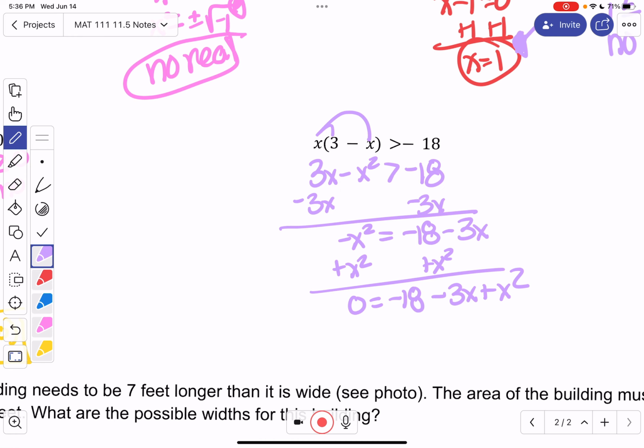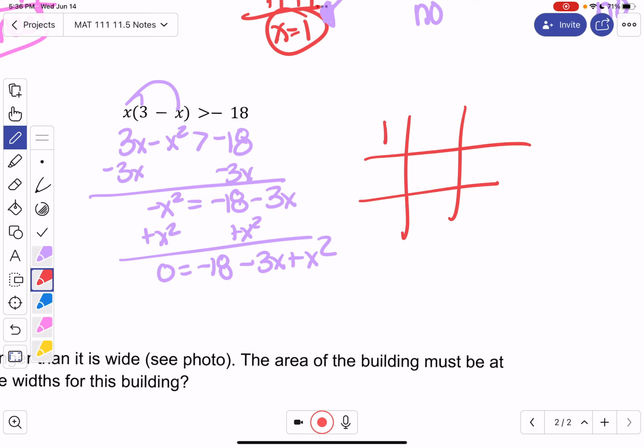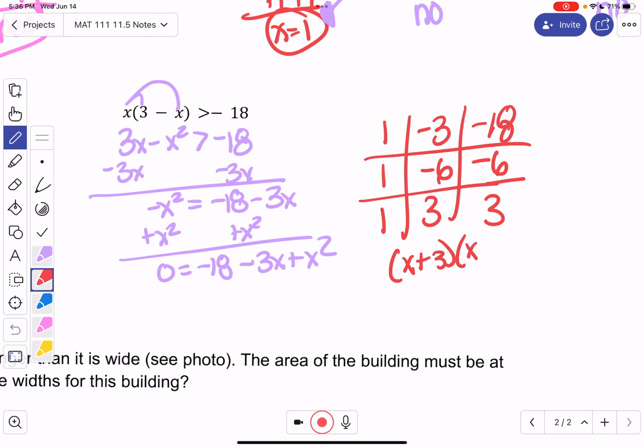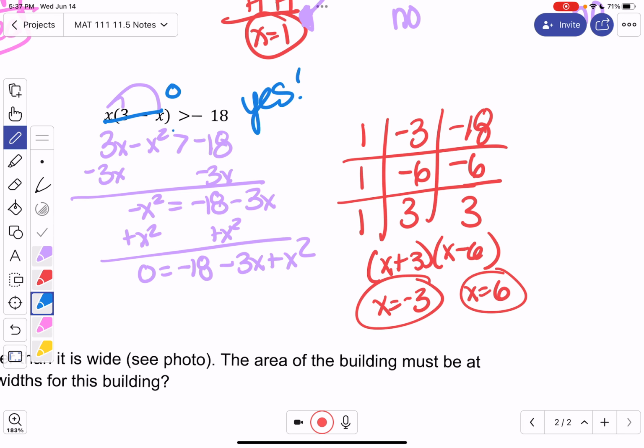So now my A is positive 1, my B is negative 3, my C is negative 18. So A, B, A times C. The factors, greatest common factor, multiply up, multiply across. We get x plus 3 and x minus 6, which means we have a negative 3 and a 6. Those are our two solutions. If I plug 0 in as a test point, is 0 greater than negative 18? Yes. So this time we know the interval between the numbers is where our solution is. So we just have one interval from negative 3 to 6.